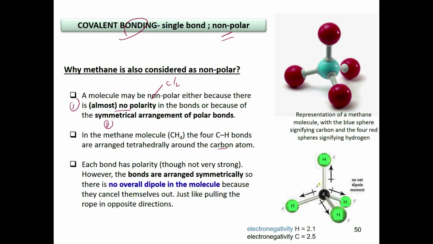So you see here, you have carbon, which is slightly negative, and you have hydrogen, which is slightly positive. But the dipole moments cancel each other, so there is no net dipole moment for methane. So it produces covalent non-polar bonding between the atoms.